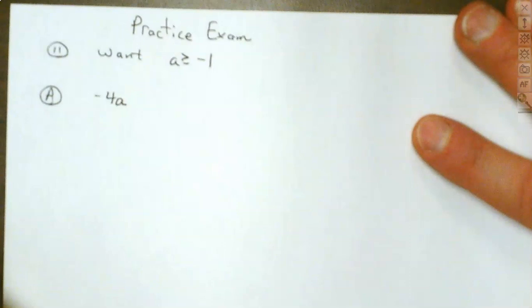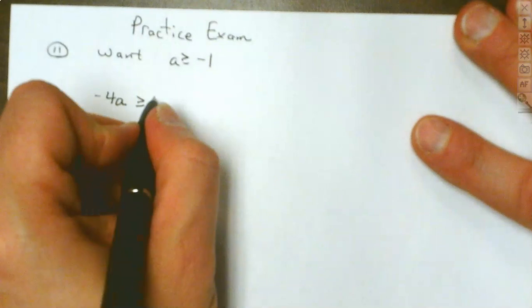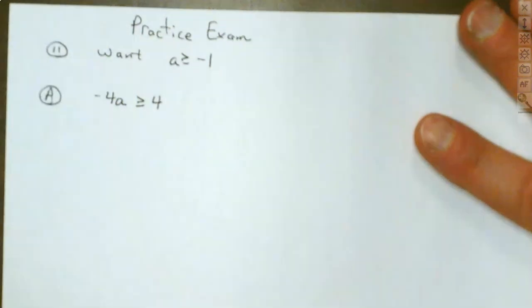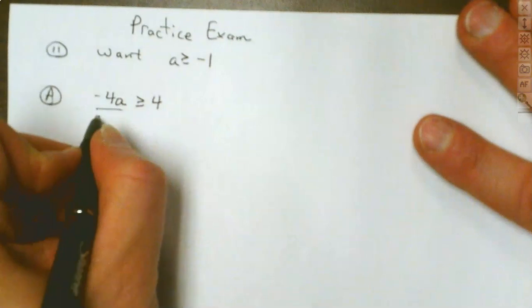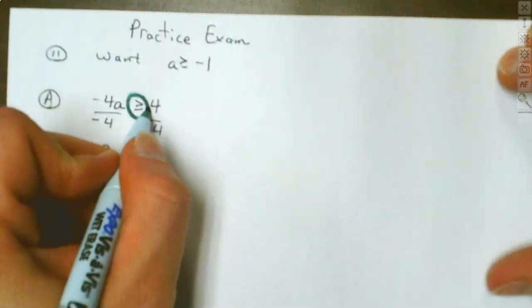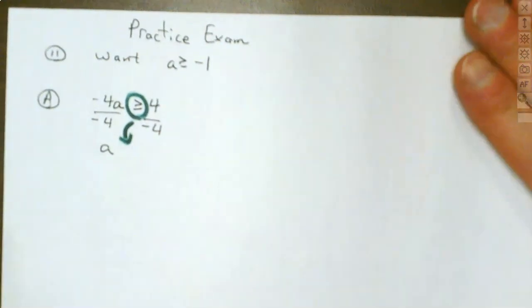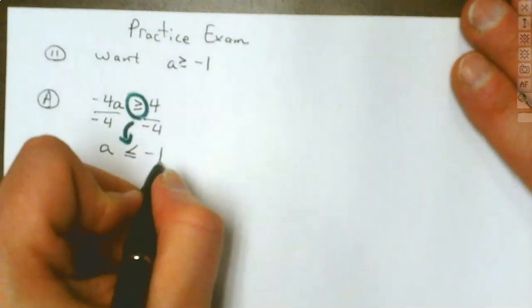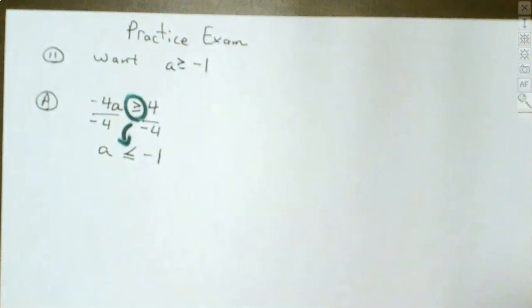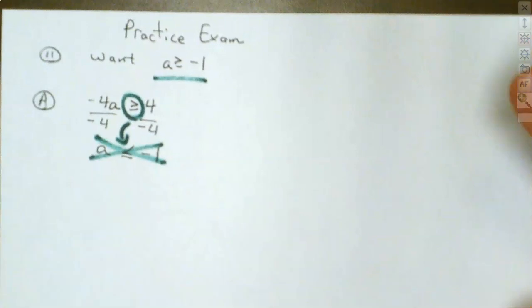The first one is negative 4a is greater than or equal to 4. Now, when we divide by a negative, what happens to my inequality? We're just taking these out and solving them. It flips. Now negative over positive makes it a negative 1. And is that what we want? No. Why not? The inequality symbol's going the wrong way.